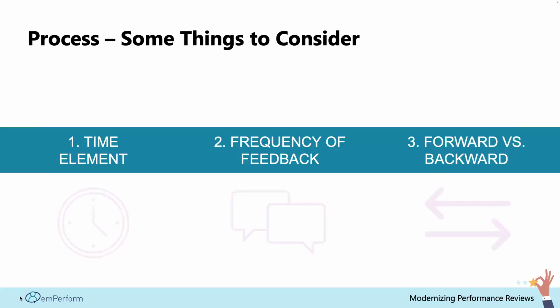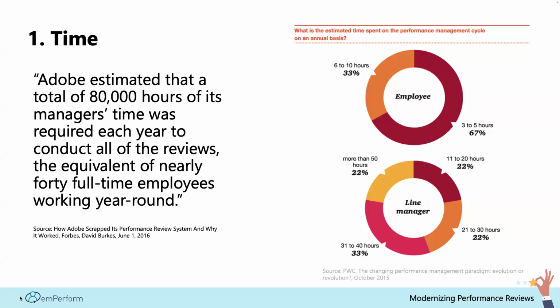So let's talk about process and some things we need to consider from a process perspective. First is time, second is frequency of feedback, and the third is the forward versus backward looking orientation. These are also important as we select our models. Okay, so first of all, on time. Well, let's think about it.